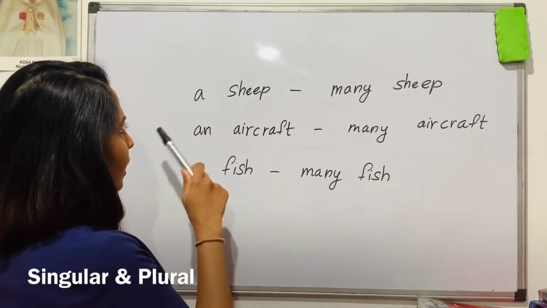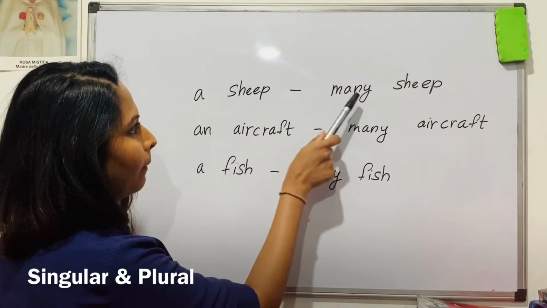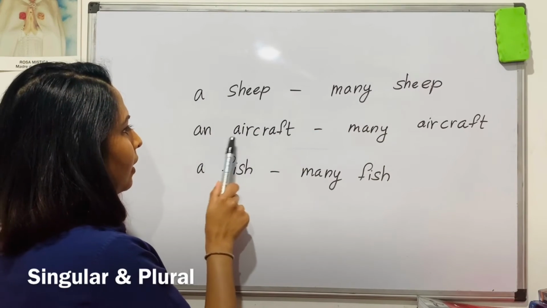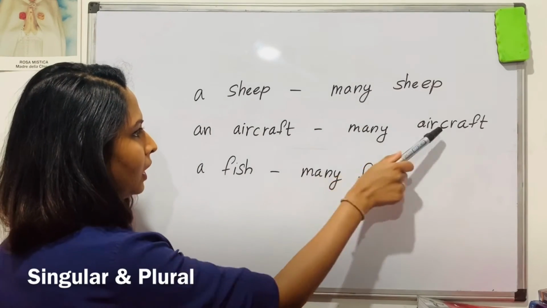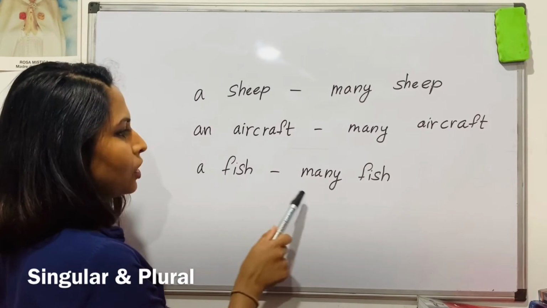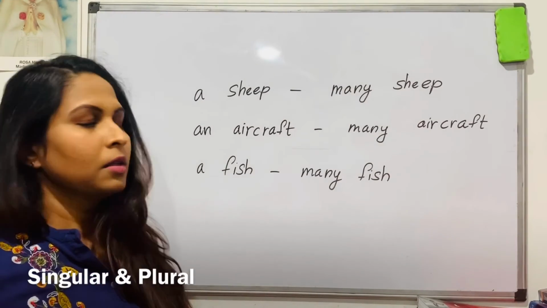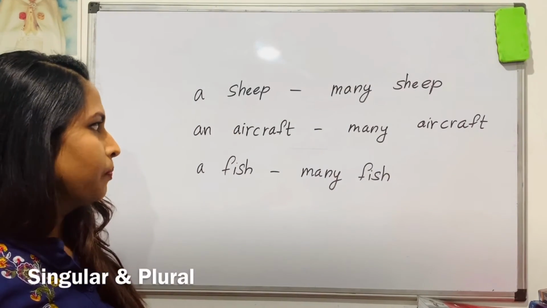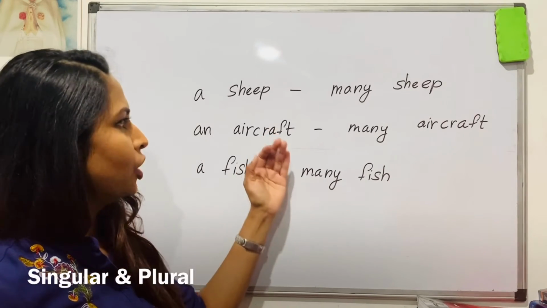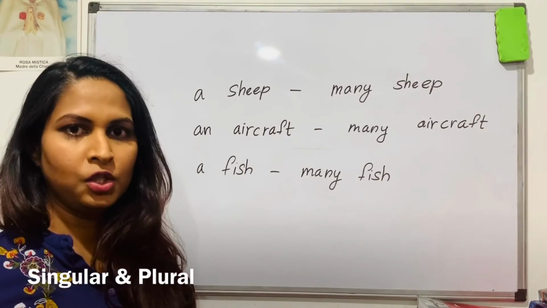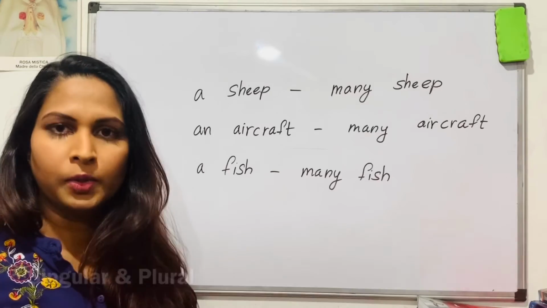Let's have a look at this again. A sheep, many sheep. An aircraft, many aircraft. A fish, many fish. Some words like this do not change when they change into plural.